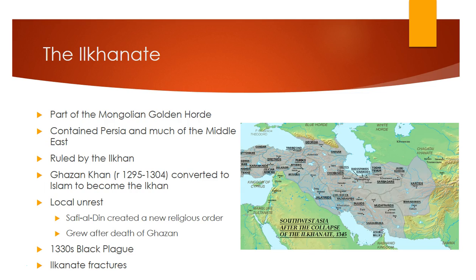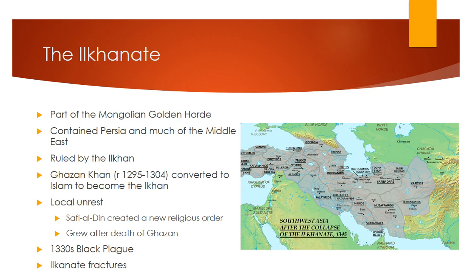Safi al-Din himself was a Sunni Muslim, and in fact, all of the Ilkhanate, once Ghazan was there, the majority of people were Sunni Muslim. And this order that Safi al-Din kind of founded would grow in importance. They'd grow in religious and political importance in the 14th and 15th centuries.